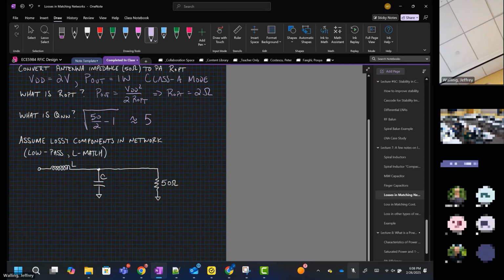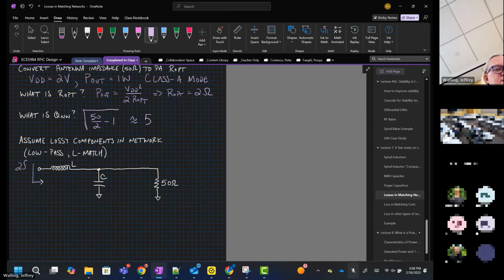Okay, so we're going to do this impedance transformation. Ultimately, what we want to do for a power amplifier is present 2 ohms to the transistor, and that means that when we look into the matching network, we want to do the transformation such that it makes 50 ohms look like 2 ohms. Here we have a low pass downward transformation from the perspective of the 50 ohms to get that 2 ohms.